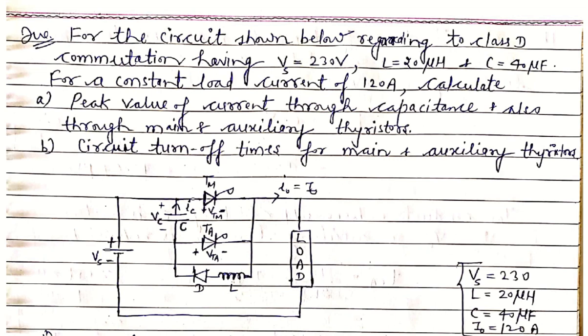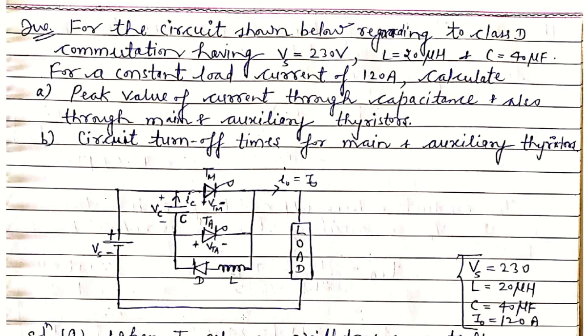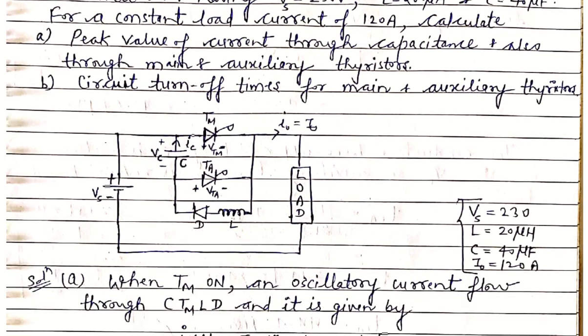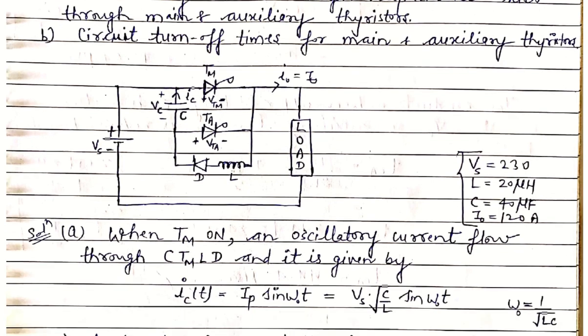The circuit as given in the problem consists of main thyristor Tm and auxiliary thyristor Ta, and a capacitor with polarity plus minus Vc. This is the input voltage Vs, that is a DC source, and this is the inductor and diode. And on the output side, I naught current is flowing. So what are the parameters given in the problem? Vs equals 230 volt, L equals 20 microhenry, C equals 40 microfarad, and I naught is 120 ampere constant load current. Why constant load current? Because we assume a highly inductive load in this configuration.